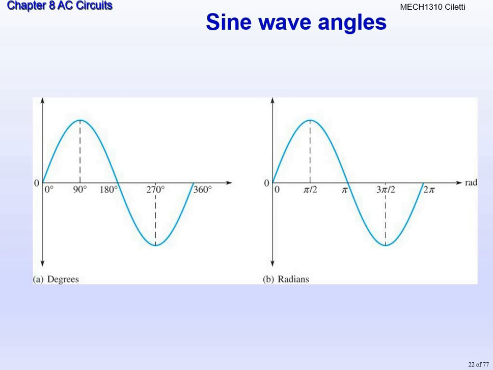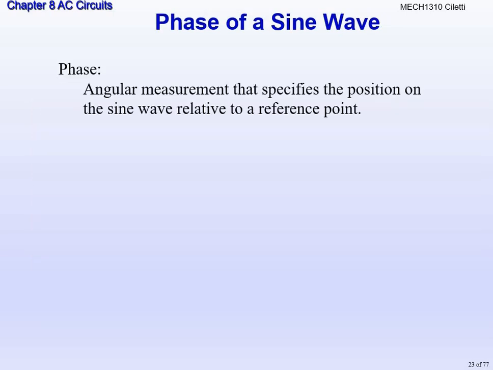So 90 is equivalent to pi over 2. 180 is equivalent to pi. 270 is equivalent to 3 pi over 2. And 360 is equivalent to 2 pi. So it's really just using two of the same systems to do the same thing.